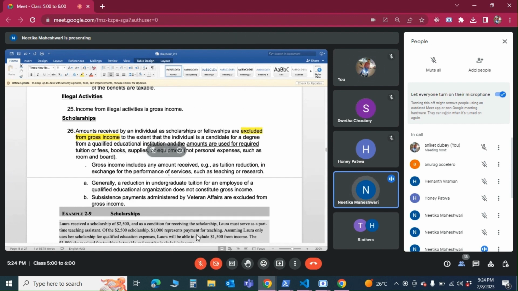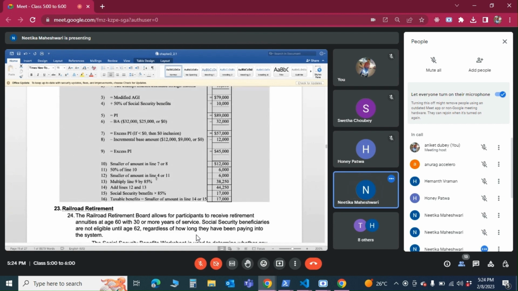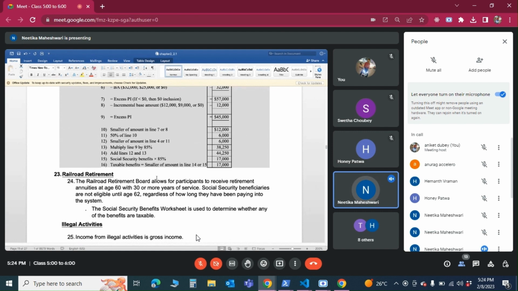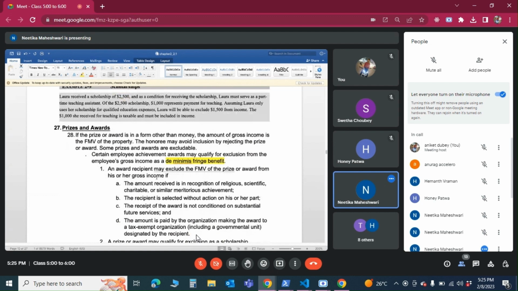Nice. So this is what we had left yesterday. I hope everybody is clear now on what could be coming up as taxable for Social Security. Right, so we can move ahead.